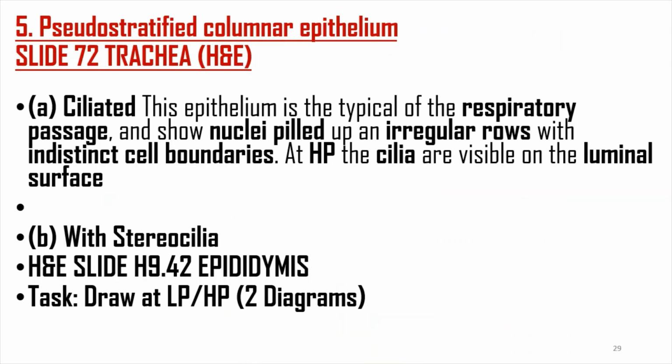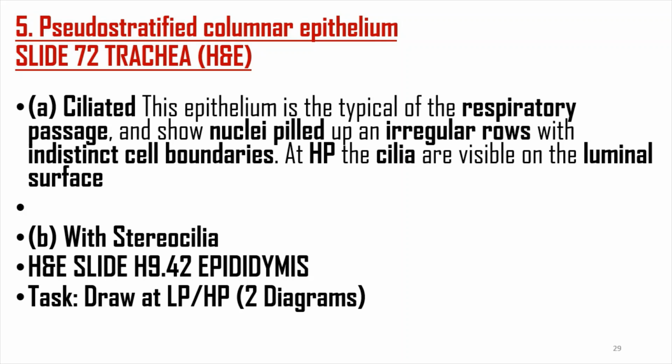Let's move on and look at the pseudostratified columnar epithelia. Pseudostratified columnar epithelia is found in the trachea. Now this pseudostratified columnar epithelia is ciliated. Number one, the one that is ciliated is a type of respiratory epithelia, and it shows nuclei that are piled up in irregular rows with indistinct cell boundaries. So at high power, the cilia are visible on the luminal surfaces.